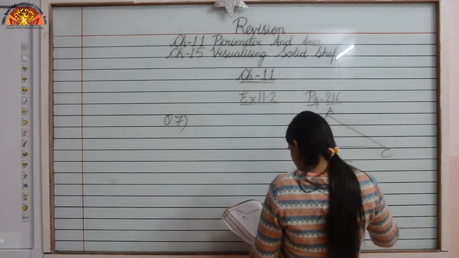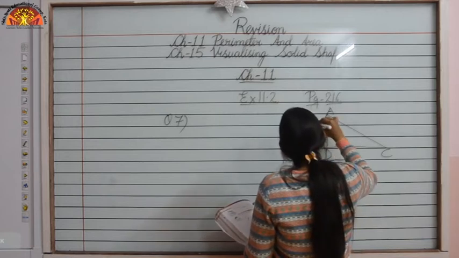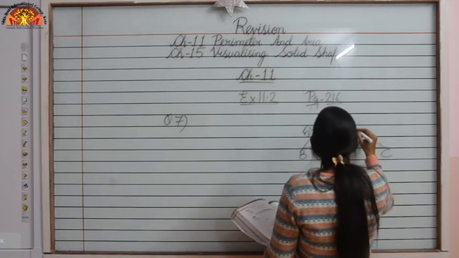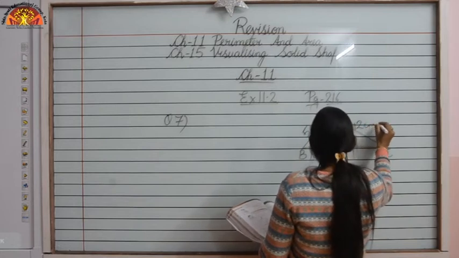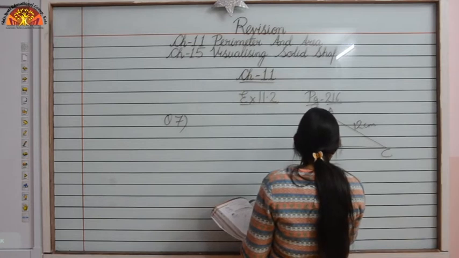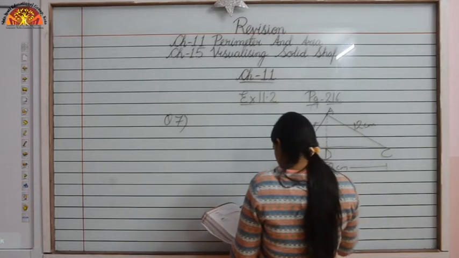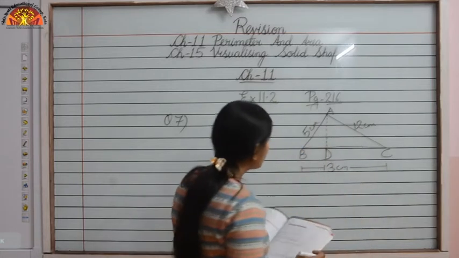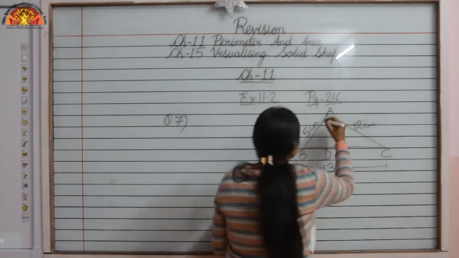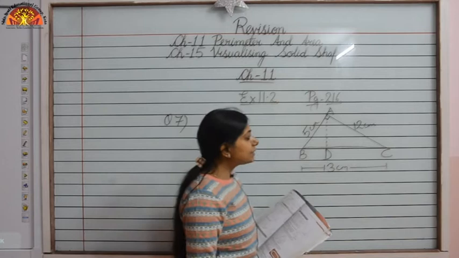Measurements are given to you. That is AB is equal to 5 centimeter. AC is equal to 12 centimeter. And BC is equal to 13 centimeter. Okay. So first, children, you have to find the area of triangle ABC. This triangle is right angled at A.